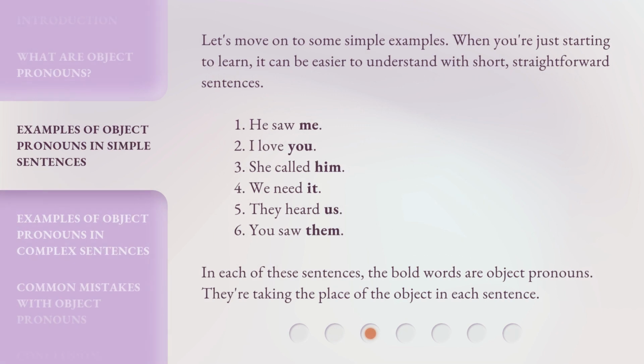Let's move on to some simple examples. When you're just starting to learn, it can be easier to understand with short, straightforward sentences. 1. He saw me. 2. I love you. 3. She called him. 4. We need it. 5. They heard us. 6. You saw them. In each of these sentences, the bold words are object pronouns. They're taking the place of the object in each sentence.